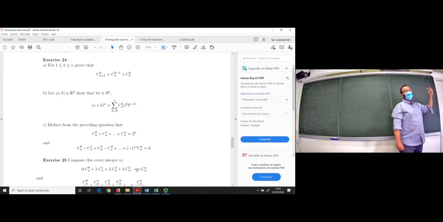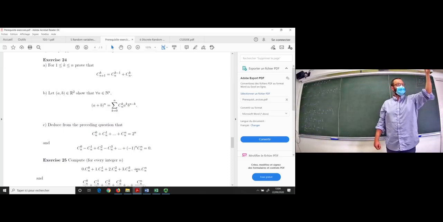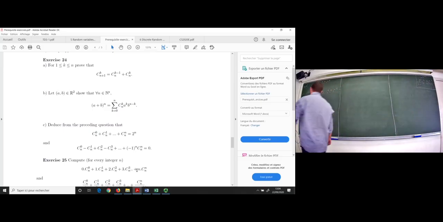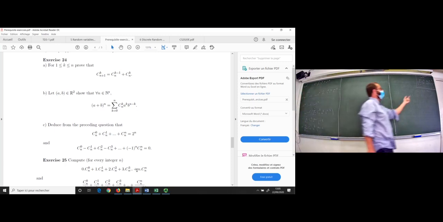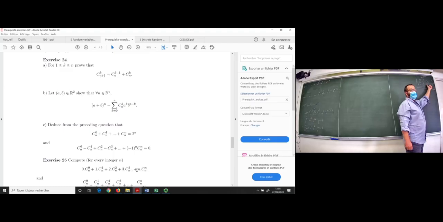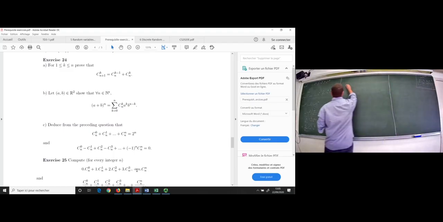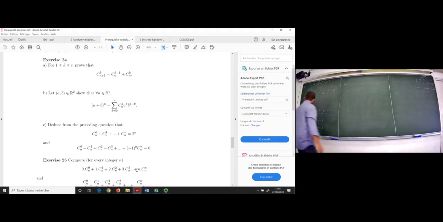So the idea will be to change my index. Okay? Because here I have something to the power k plus 1, I will change the index k into another one in order to transform this sum, okay, into terms that look like this one, okay? So let's do it. So the idea is to work first with the first part of the equality. So what can I do?